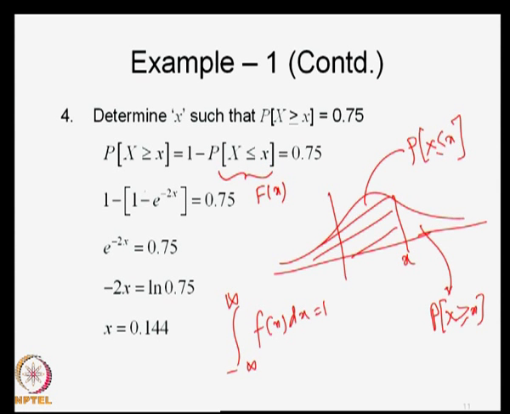So, that f of x is what we write here, which is 1 minus e to the power minus 2x. So, probability of x being greater than or equal to x is equal to 1 minus f of x, which is 1 minus e to the power minus 2x, and that we equate it to 0.75, which is given, and from that we get x is equal to 0.114. So, given the f of x, which is the PDF, we know now how to calculate various probabilities associated with that.